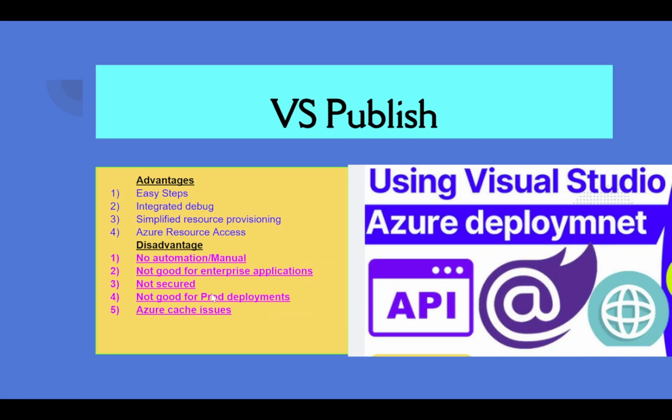It's also not secured. You are trying to access your Azure resources from your Visual Studio, and it's not secured, especially when you are deploying code which is accessing your resources. This is not at all secured, and also not good for production deployment. Whether it's a small or huge application, deploying something to production manually is not suggestible. So this approach is not suited for production deployment.